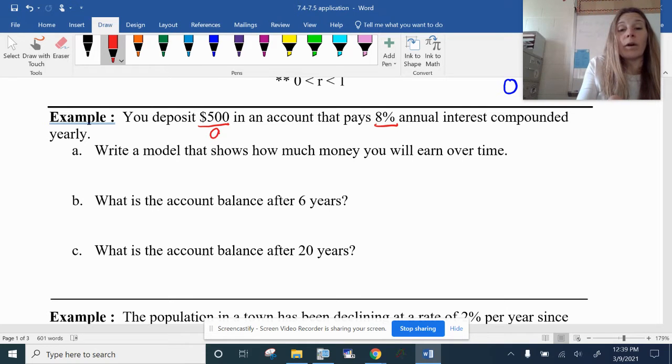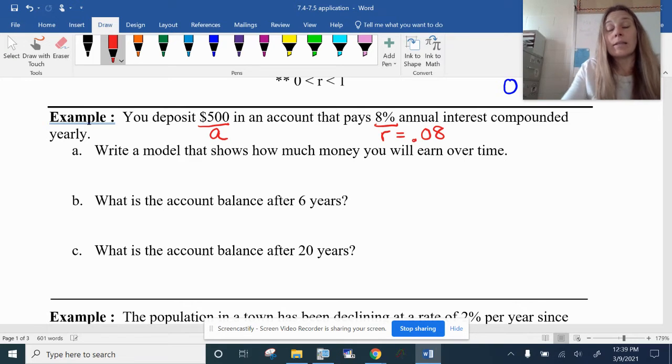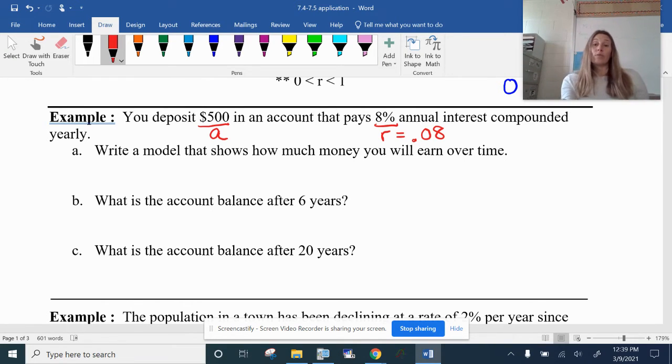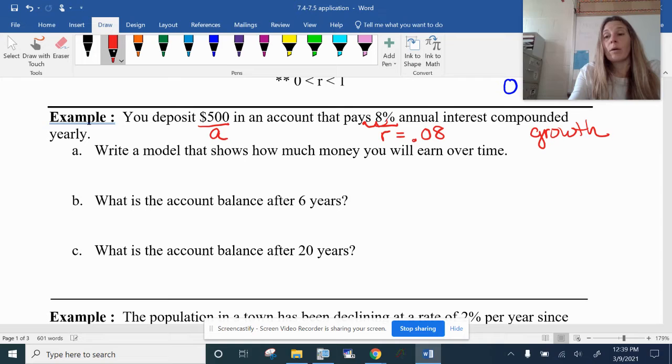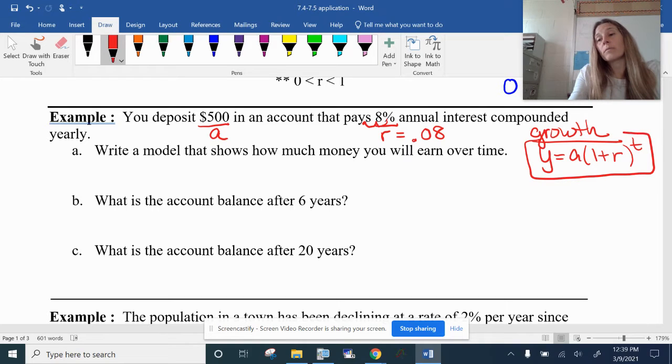So this 500 would be our A value, and this 8% would be our R, and we would have to write it as a decimal. Now, if there's no decimal in your percent, wherever your percent sign is, you're moving a decimal from there over to the left. So in this case, you would be moving it 1, 2, and that's why I'm filling in that 0 there. Now, because this is growth, I'm going to use the equation A times 1 plus R raised to T. And my growth factor should be a number larger than 1 when it's calculated.